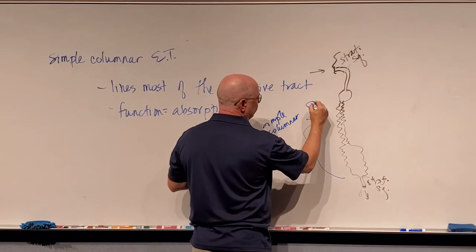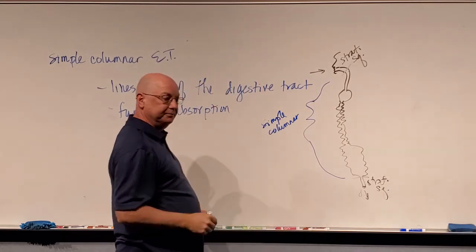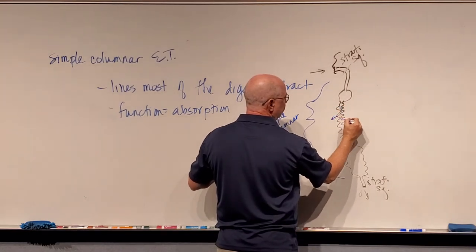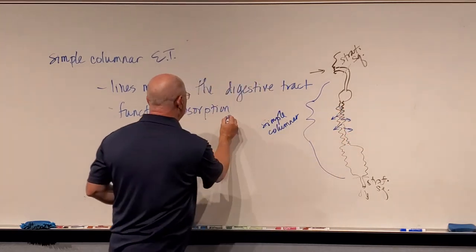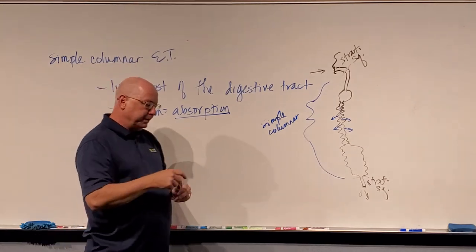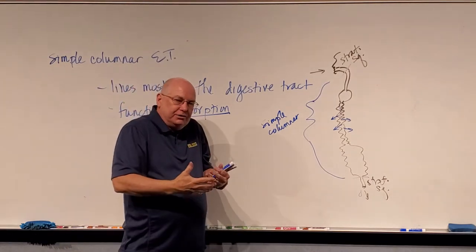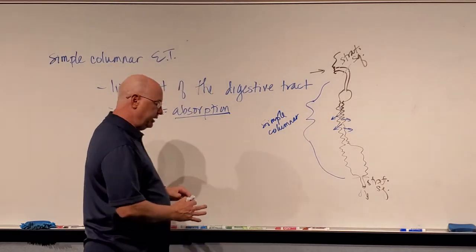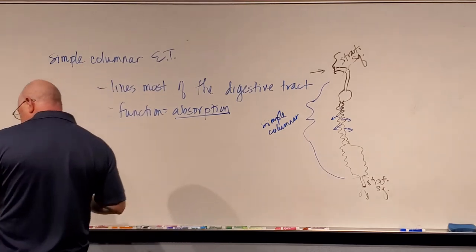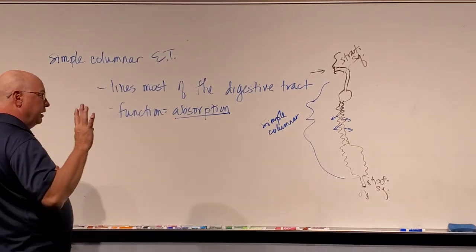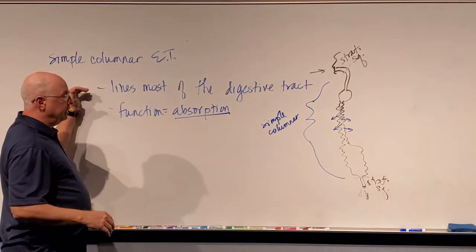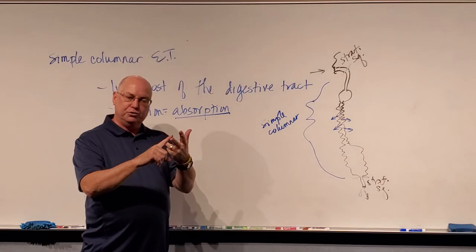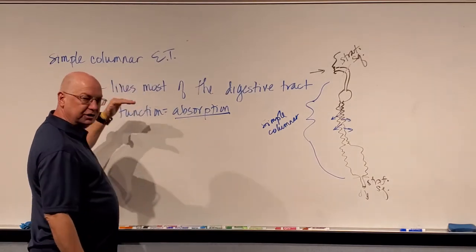All the way in between that, it's almost entirely simple columnar epithelial, so that all the nutrients that we digest as it passes through this tube get absorbed into our bloodstream. So its number one function is absorption. Now, there are a few modified columnar cells that can secrete a little bit of mucus called goblet cells. I'm not worried about those right now. Okay, so now we've covered four of the different types of epithelial tissues: simple squamous, stratified squamous, simple cuboidal, simple columnar. You need to know the location and the function of each.